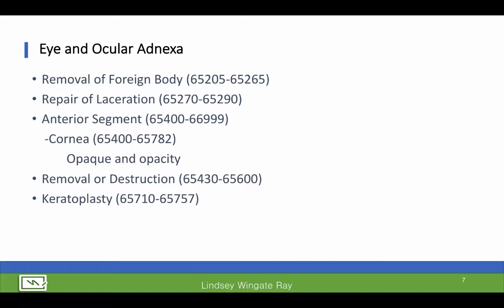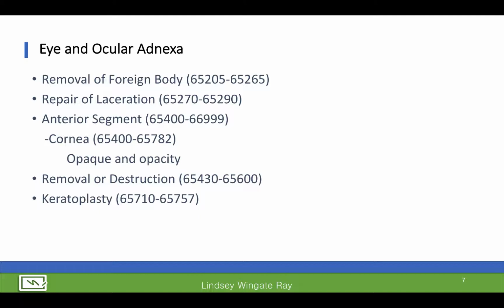Excision codes 65400 through 65426 list a handful of codes and includes biopsy. Removal and destruction codes 65430 through 65600 can be scraping, cauterization with chemicals, or destruction by cryotherapy, photocoagulation, or thermocauterization. Finally, keratoplasty 65710 through 65757 comes next.